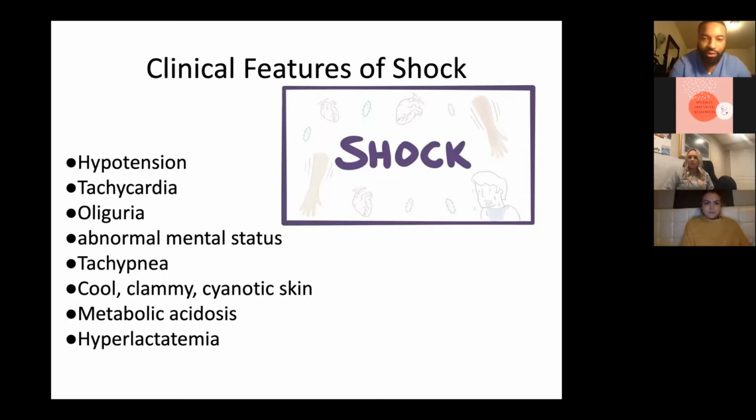So let's see which type of shock is caused by inability for the heart to pump sufficient blood that it needs. Wonderful. So 72% got this right. Awesome.